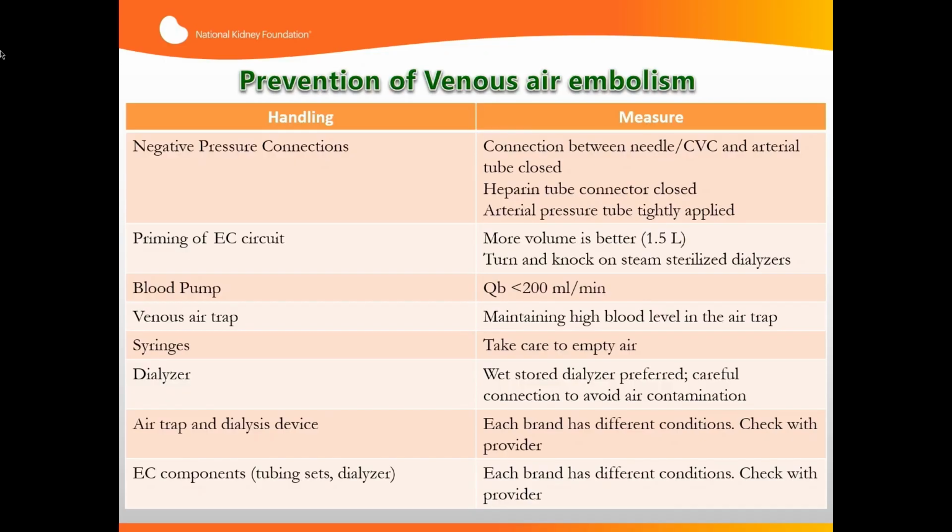So always ensure the connections between your central venous catheter and arterial needle are tight. Your heparin tube connector is tight. Make sure you prime your extracorporeal circuit adequately. Use a large volume of saline to make sure you really expel all the air out of that circuit. Turn and knock on it if you have a steam sterilized dialyzer, which most of us don't use these days. Start off the blood pump slowly, okay? Always start off less than 200 mLs per minute. Your venous air trap is your fail-safe. It's always there. Always make sure there is a high blood level in that venous air trap, okay?